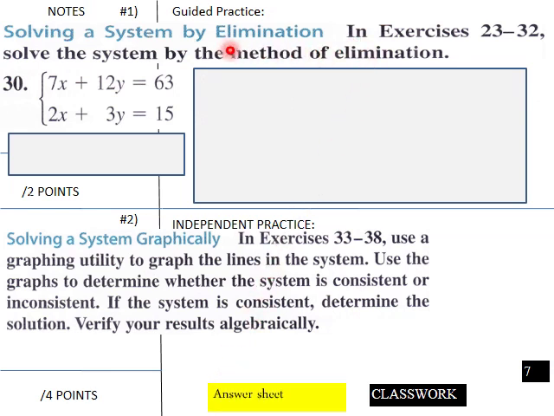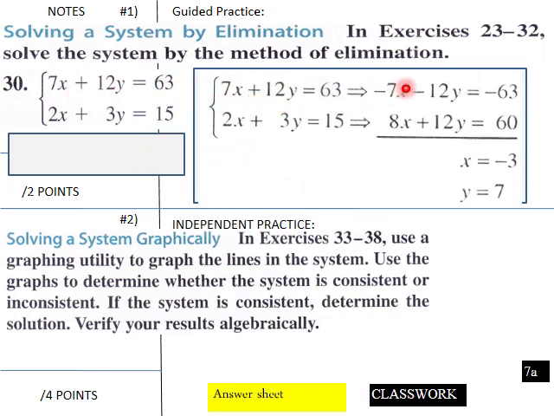So let's try one here. Solving a system by elimination. Solve the system by method of elimination. So here's a system here. And then your independent practice down here, students: use a graphing calculator to graph the lines in the system. Use the graphs to determine whether the system is consistent or inconsistent. If the system is consistent, determine the solution. Verify your results algebraically.